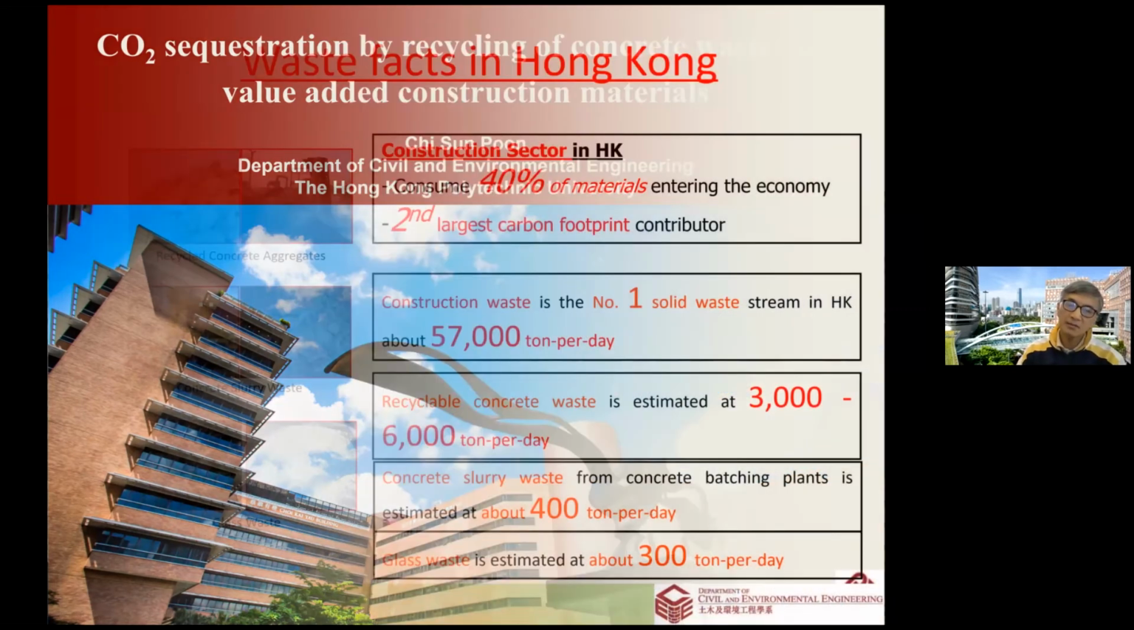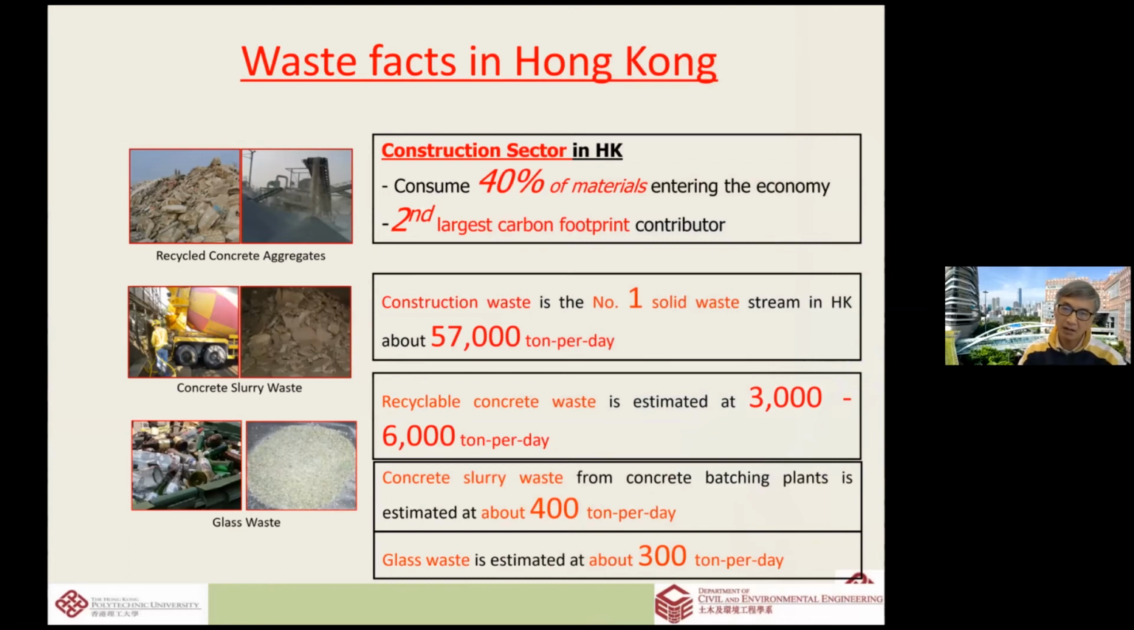So some of the statistics in Hong Kong: the construction sector is the biggest consumer of materials, and is the second largest carbon footprint contributor in Hong Kong. And construction waste is the number one solid waste stream in Hong Kong. It's amounting to 50,000 to 60,000 tons per day. This is a huge amount.